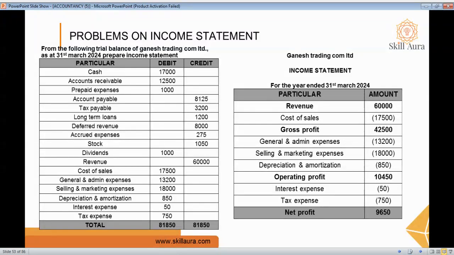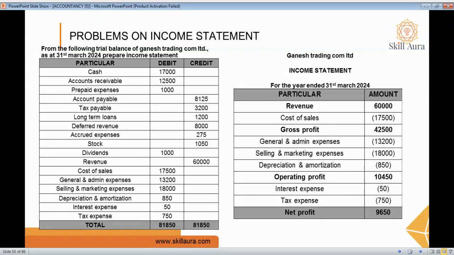And then we have to add all the expenses, operating expenses, that is general, administrative, selling and marketing, and depreciation, amortization. When we add all this, we get an amount that will be subtracted from the gross profit. At that time we'll get operating profit, that is 10,450, and we subtract indirect non-operating costs, that is interest and tax expenses, and we'll get 9,650 as net profit. This is how you prepare an income statement.